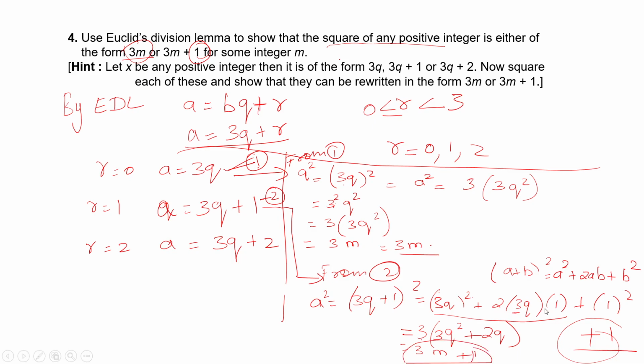See, simple thing. Up to this you know Euclid's division lemma, then r value, then put that r value and find out the value of a. Up to this you know. What is new in this question? Only thing is square of any positive integer, right? So you have to square this. a square is equal to (3q) whole square. So after this somebody will do 9q square. Don't do that. Okay. See the question.